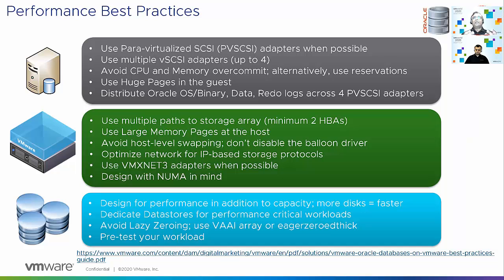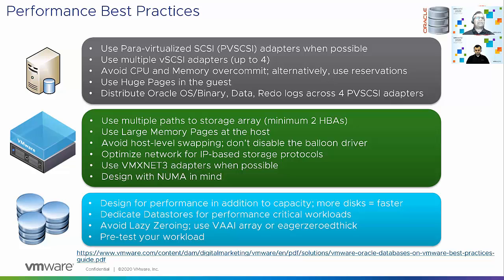So use all 4 PVSCSI adapters whenever it's possible, right? Essentially, the other recommendation that we have is use huge pages. Use traditional huge pages in the guest operating system because ESXi has its own flavor of huge pages, which is 2 megabytes, and it will protect the guest operating system, right? Regardless of whether you use huge pages or not. So it's a win-win situation if one were to use huge pages in the guest operating system along with using huge pages on the ESXi platform.